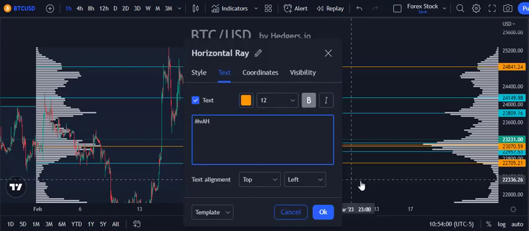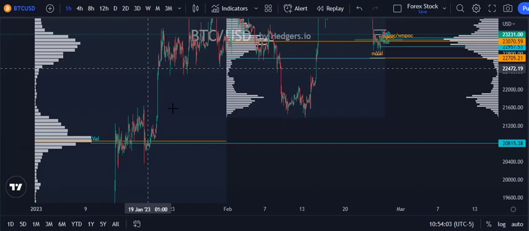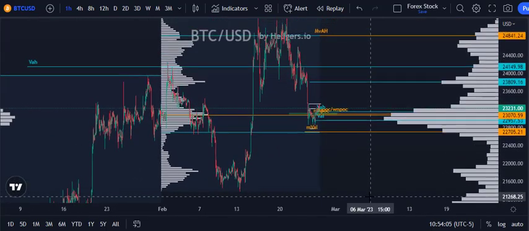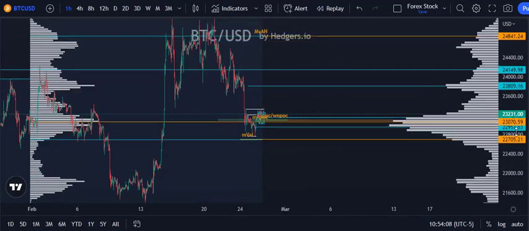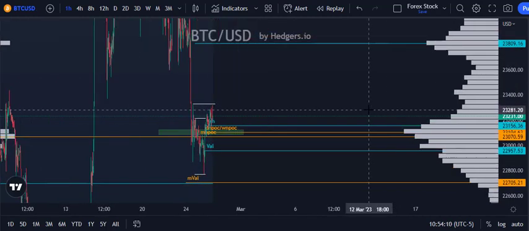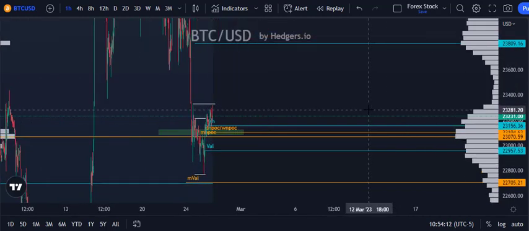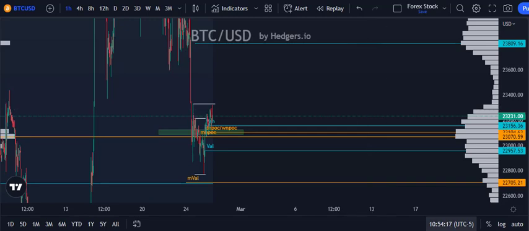Because the previous monthly value area low and high is from here. Okay, so this is all the part of the basic levels to mark on your chart using the indicator, using the range profile tool, if you are trading the range.